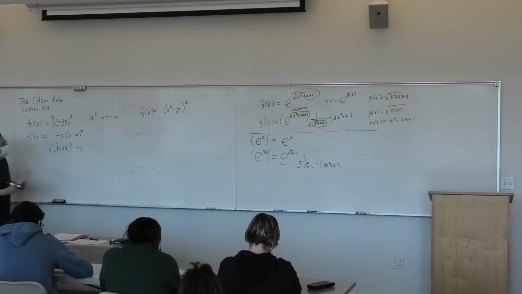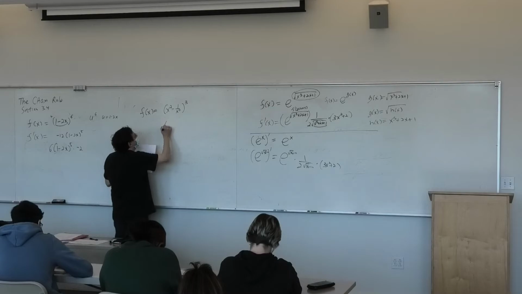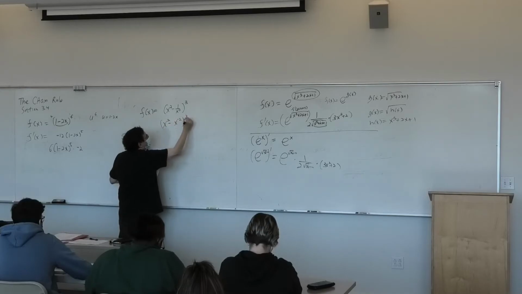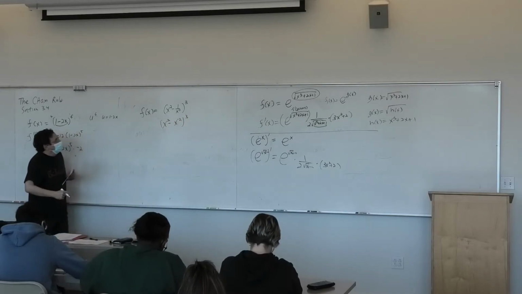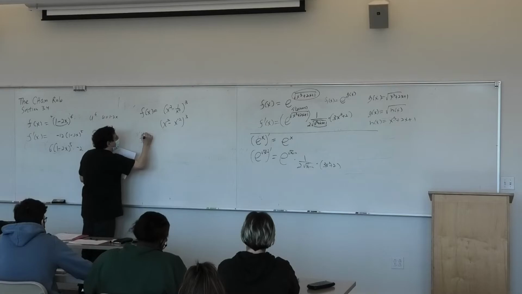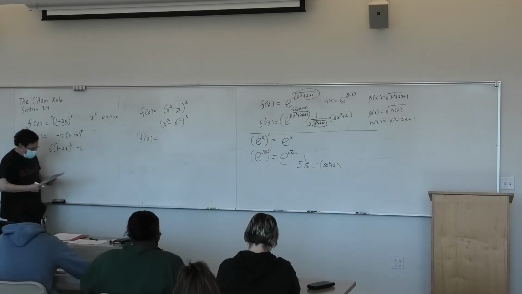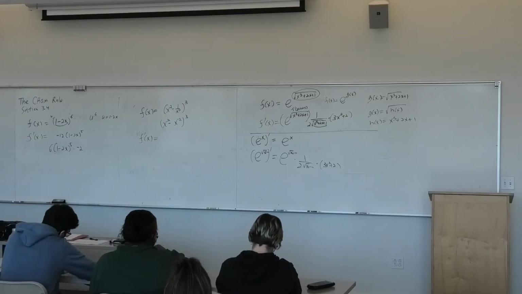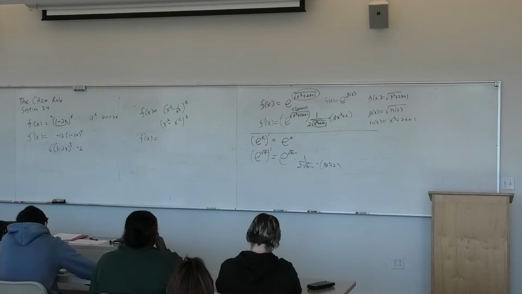I'm going to be kind. I'm going to rewrite this. This is x squared minus x to the minus 2. I think that'll make it easier, which is something you should do if it makes it easier to rewrite something like that.